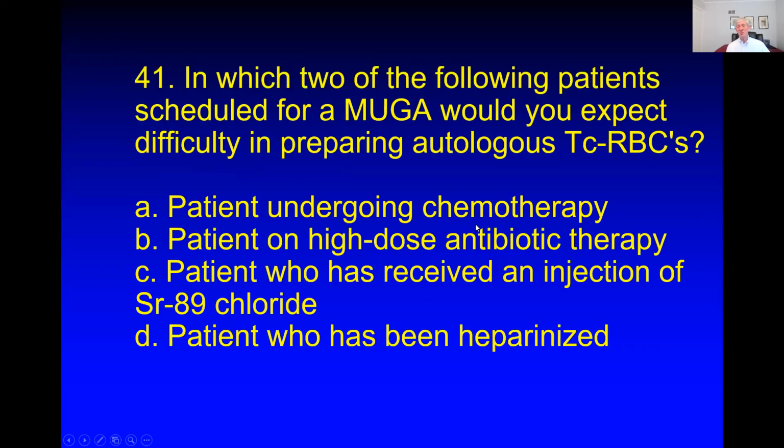Which of the following patients would you expect to have difficulty in labeling their red cells? Let's go down the list. A patient who's undergoing chemotherapy. The answer is yes. Many chemotherapies interfere with red cell labeling. High dose antibiotic. No. Someone has received an injection of strontium. No. A patient who's been heparinized. That's a big problem. There are special techniques you have to use if you have a heparinized patient. So A and D are big problems for labeling red cells.